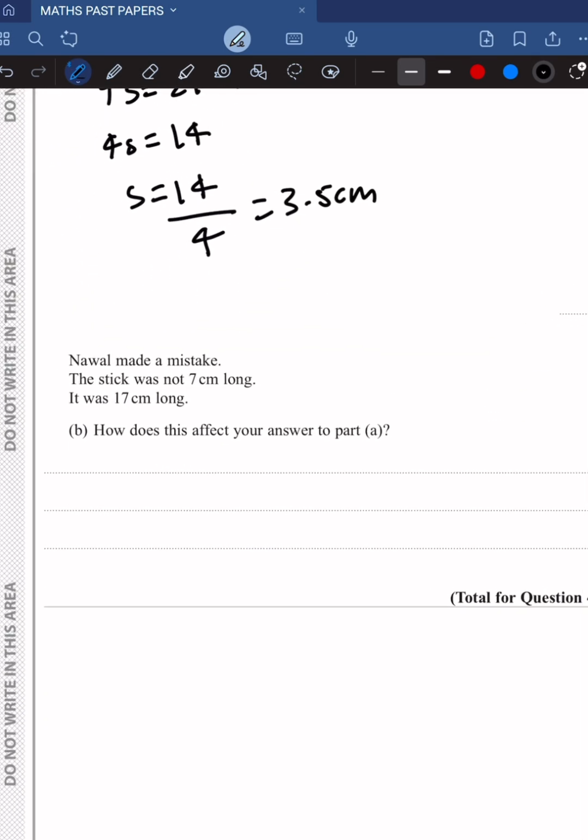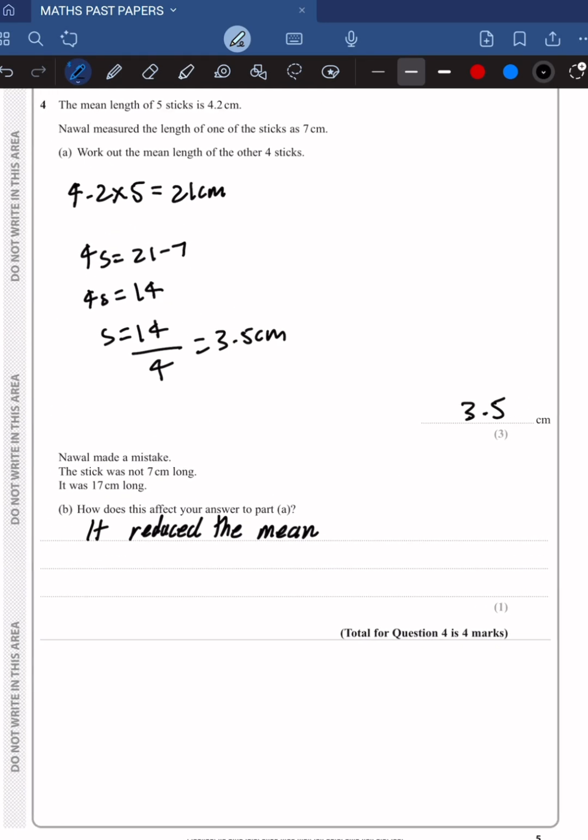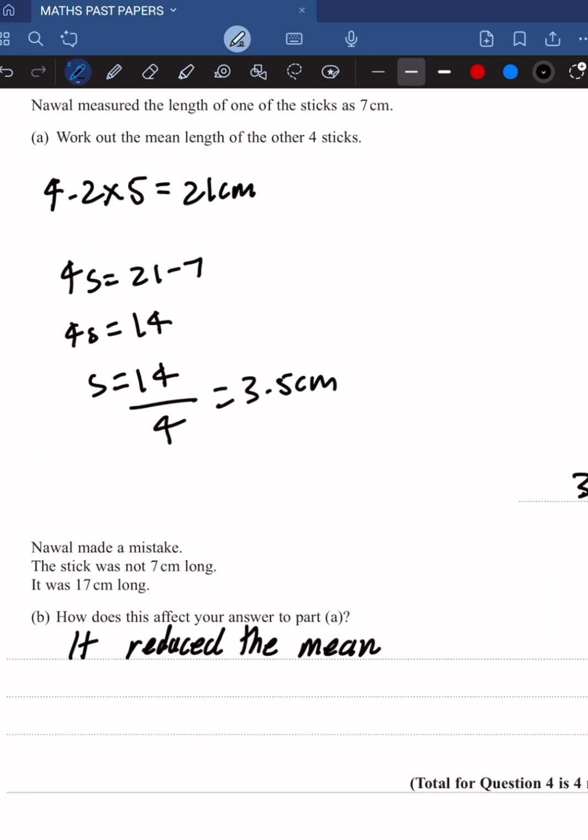Now I made a mistake. The stick was not 7 centimeters long, it was 17 centimeters long. How does this affect your answer to part A? Well, of course, it will reduce the mean. Because that means that 4 sticks would of course have a 4 centimeter length.